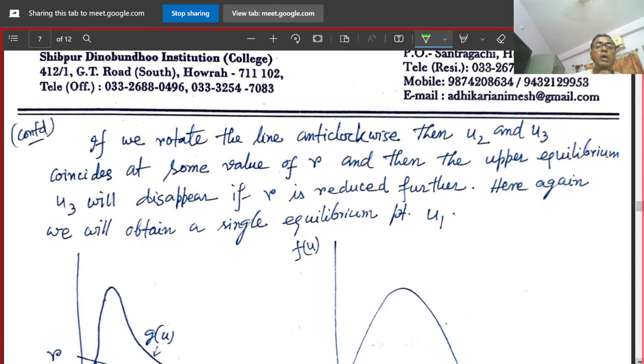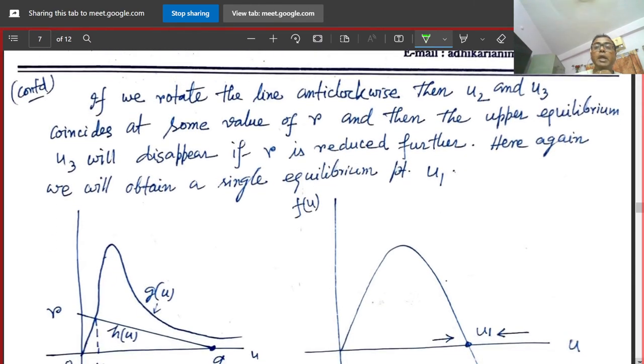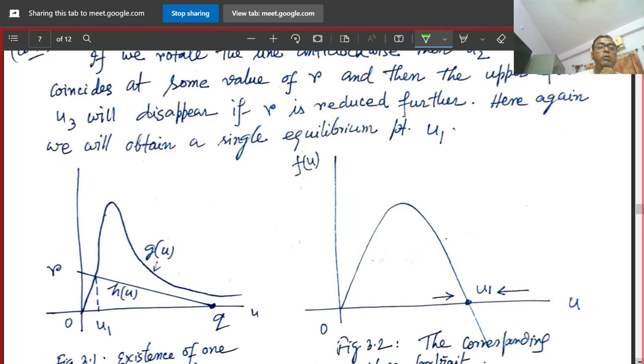And if we rotate the line anticlockwise, then u2 and u3 coincide at some value of r, and then the upper equilibrium u3 will disappear if r is reduced further. Here again we will obtain a single equilibrium point, u1.